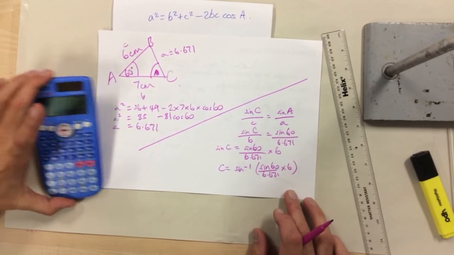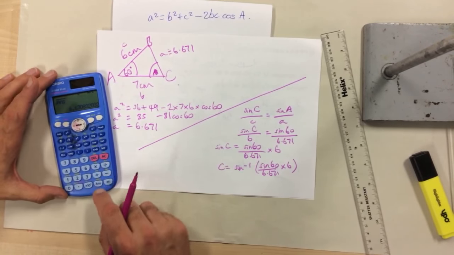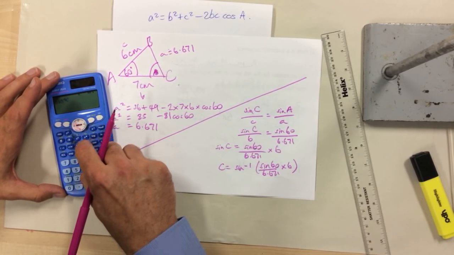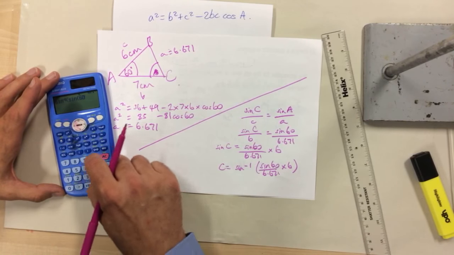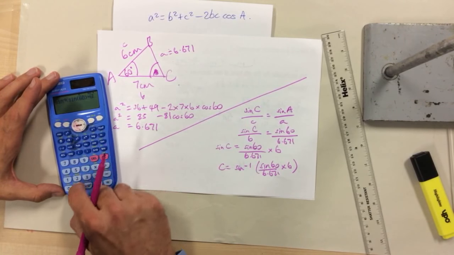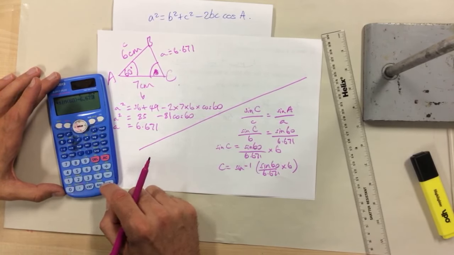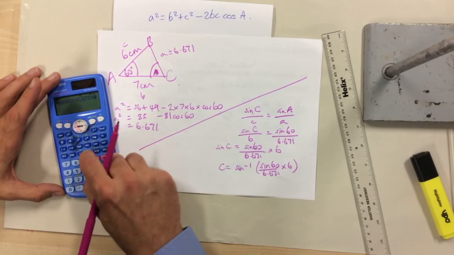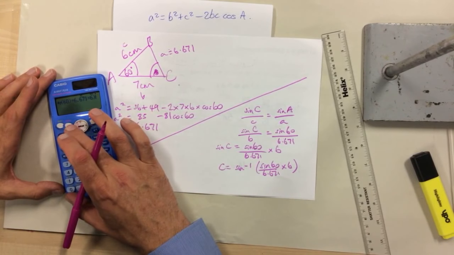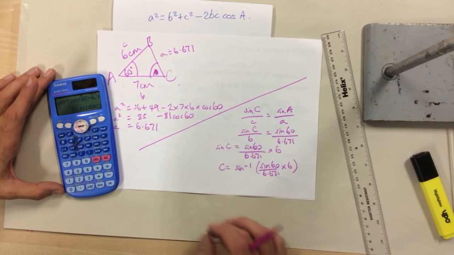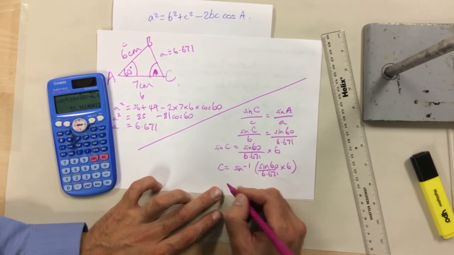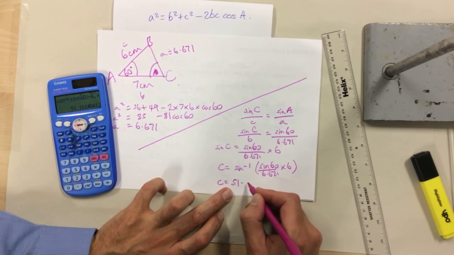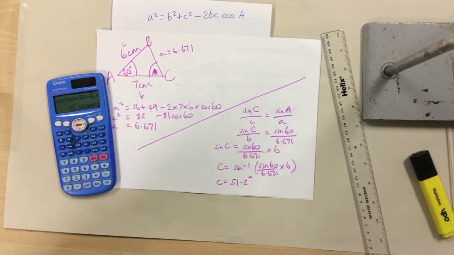Going to my calculator, we should be okay to do that. So shift, inverse sine, open bracket, sine 60, close your bracket, divided by 6.671, and I want then to multiply by 6 and close the bracket again at the end. Have I closed enough brackets there? I think so. Okay, and we get our angle C, to 3 significant figures, is 51.2 degrees. So there we go.